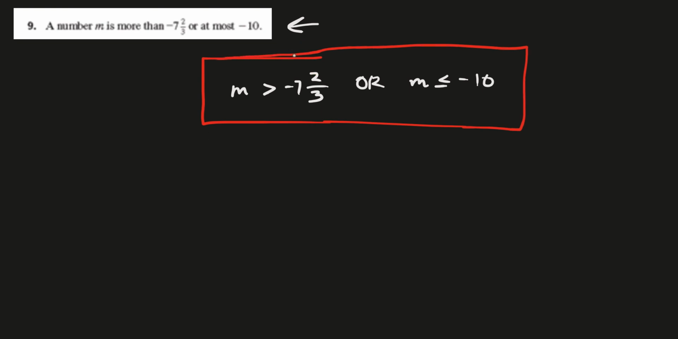And so this is essentially what you would write if you had this on an exam or homework problem or something like this. This would be it. All right, this would be your answer. M is greater than negative 7 and 2/3, or it is less than or equal to negative 10. So if you were to graph this, let's just graph it, right? This problem doesn't ask you to graph it, but we're just going to graph it.